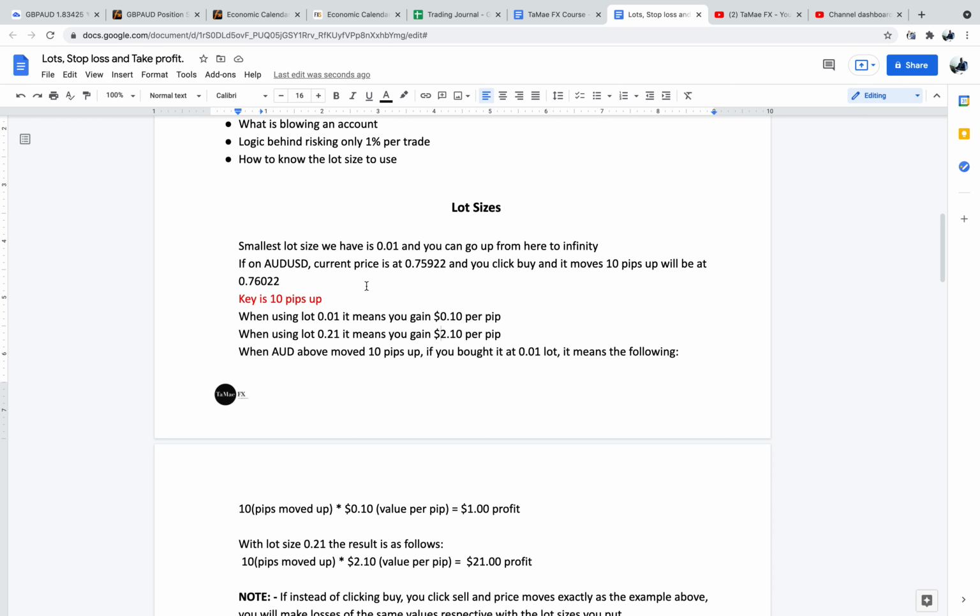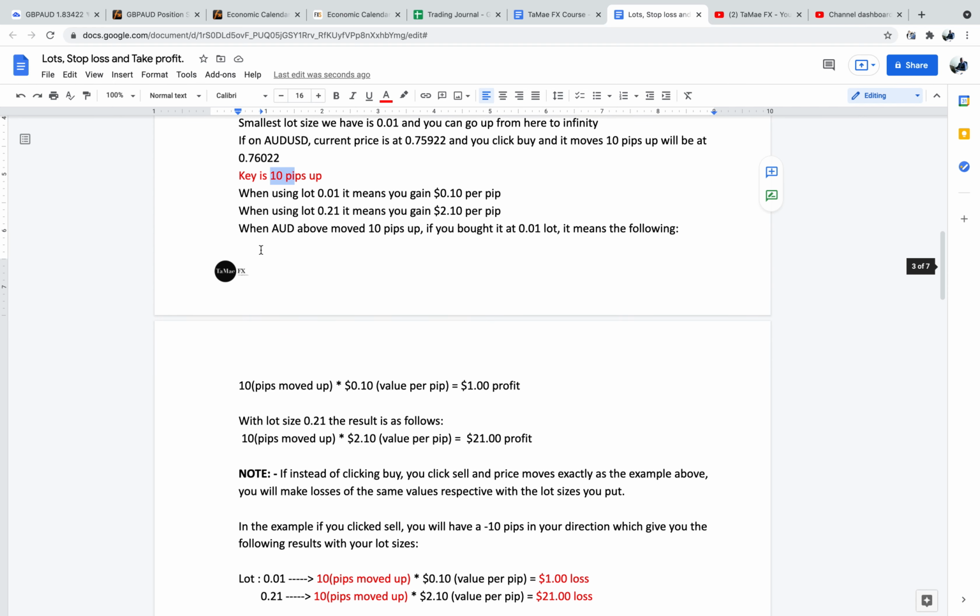So if price from 0.75922 to 0.76022 is 10 pips up, if you used 0.01, it means you are earning 10 cents per pip times the 10 pips that it has moved. Okay, let's explain it below.